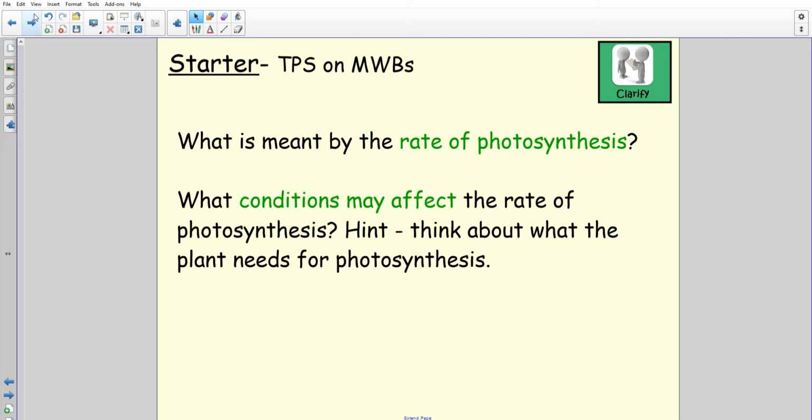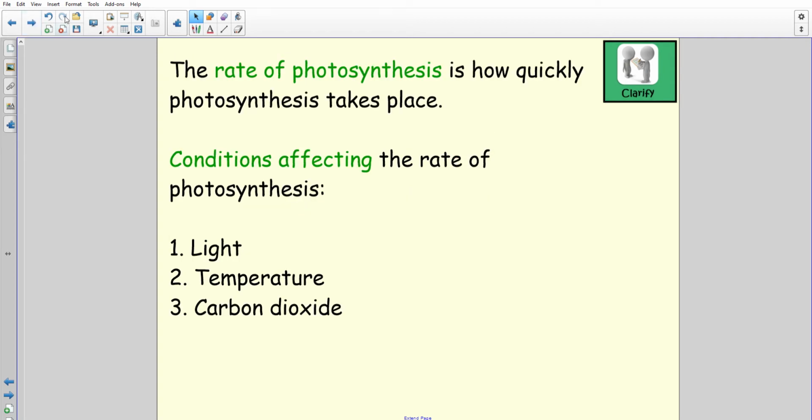Right, and when you want to start again, we'll give you the answers for that. So the rate of photosynthesis is how quickly photosynthesis takes place. So it's rate of means basically how much is happening, it's how fast it's happening. So it's how quickly photosynthesis takes place. And the conditions that affect this are going to be light, temperature, and carbon dioxide.